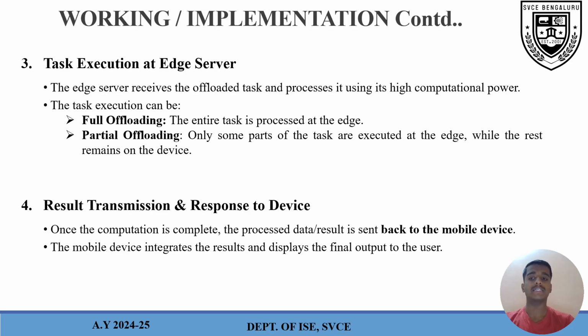The next step is the task execution that happens at the edge server. So the edge server receives the offloaded task and processes it using its high computational power. The task execution can be of two types as discussed earlier, which is full offloading and partial offloading.